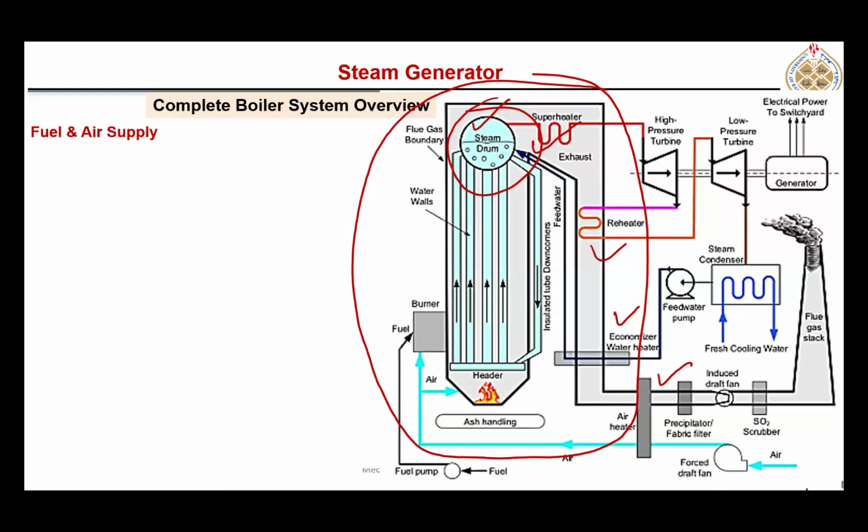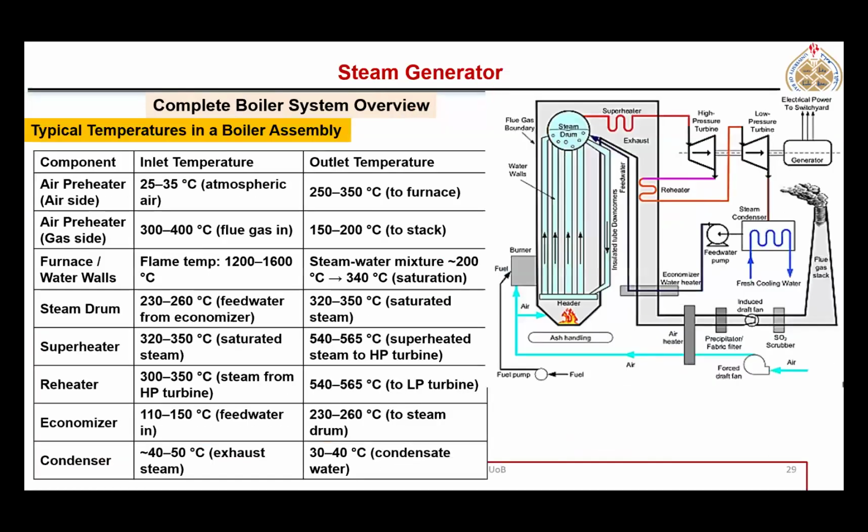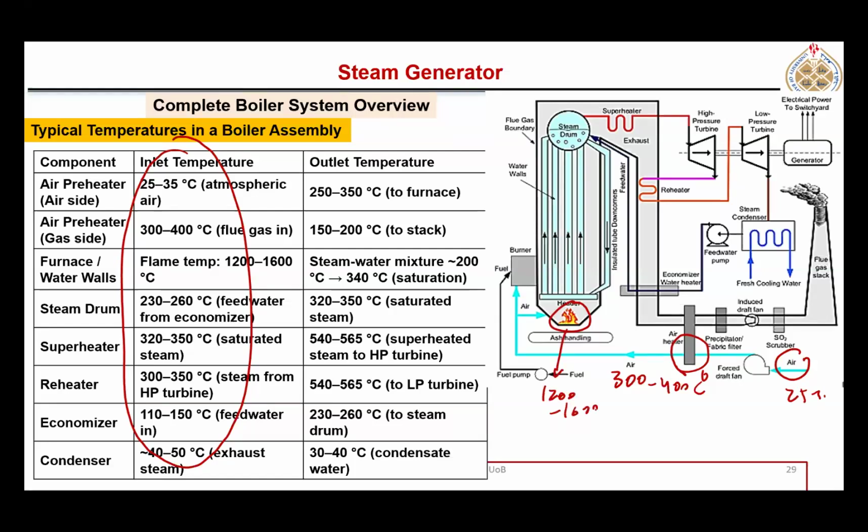So the rest you will go through by yourself. It's not that difficult. After that, here the typical temperatures for each stage are mentioned. Air is entering at 25 to 35 degrees Celsius. Now here in the air preheater, temperature may be increased up to 300 to 400 degrees Celsius. Then in the furnace here, the temperature written is 1200 to 1600 degrees Celsius.